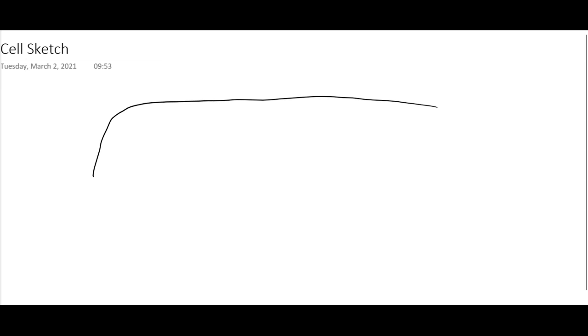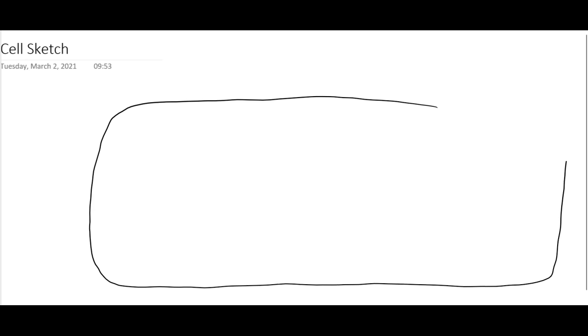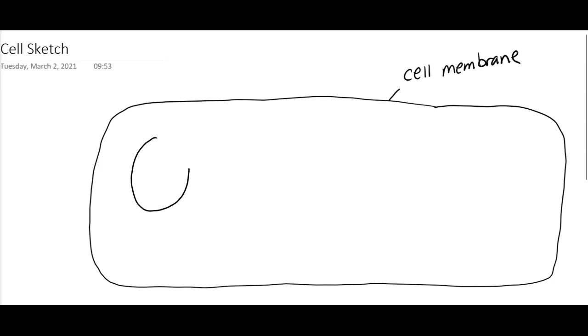Okay, so let's start by drawing a cell, and we're going to make this one nice and big so it's easy to see what's inside the cell. So what we're drawing here is called the cell membrane, and cell membranes surround every cell, whether it's eukaryotic or prokaryotic, whether it's an animal cell or whatnot.